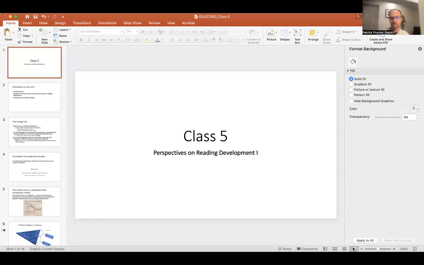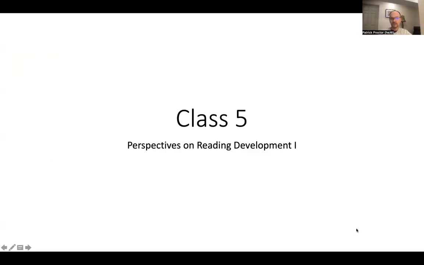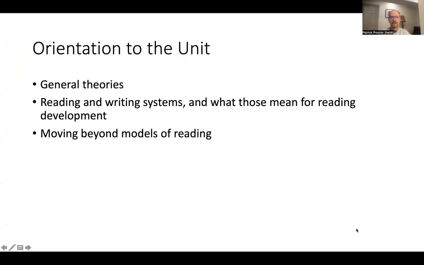So we'll start. Here we are, class 5. This is our first perspectives on reading development. Again, remember, next week is Indigenous Peoples Day, no class, so we won't see each other again until the following Monday. So, orientation to the unit. General theories of reading, reading and writing systems and what those mean for reading development. That's the second one. And then moving beyond models of reading to thinking much more about situated contexts and different ways of thinking about reading. So right now we're in the general theories.